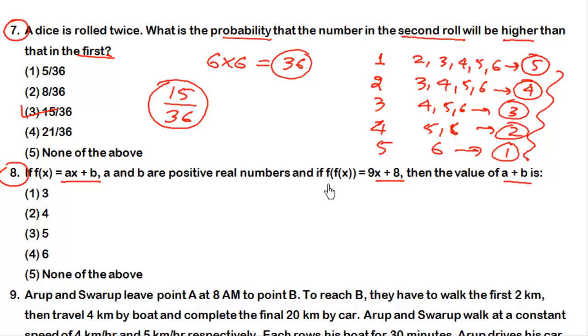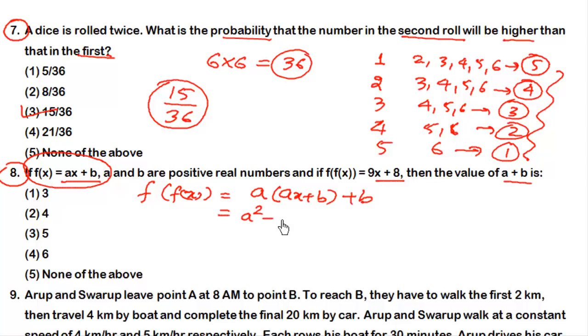Just by taking this function, if I want to find f of f of x, straight away we can say that it will be a times the entire function. So the entire function is a times (ax plus b) plus b. Now on further simplification, we can write it as a square x plus ab plus b. This as per the question is 9x plus 8. Now just by comparing the coefficient of x, here it is 9 and here the coefficient of x is a square, so we can say that a square will be 9 and the value of a will be 3.